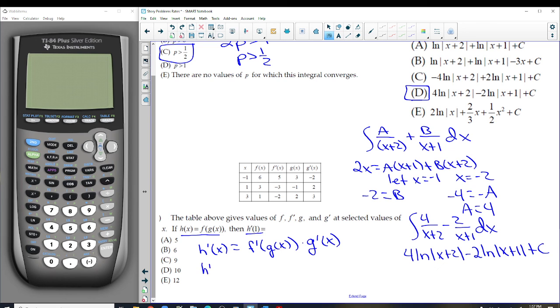Now we plug the values in. So h prime of 1 is f prime of, let's see, g of 1 is -1. And g prime of 1 is 2. But then f prime of -1 is 5. So 5 times 2, we're looking at 10 for an answer on that one.